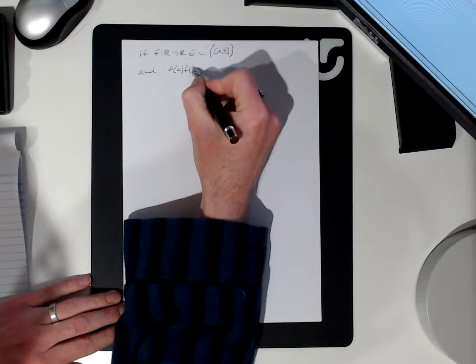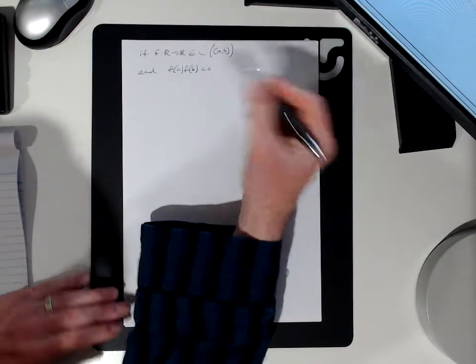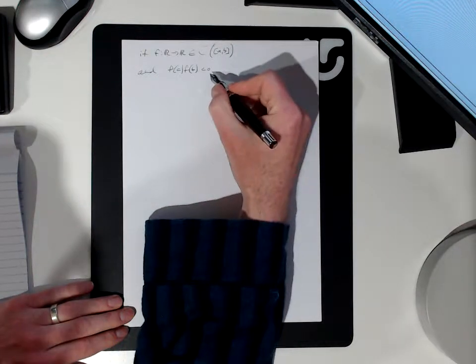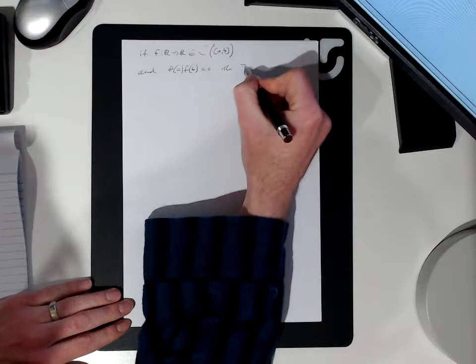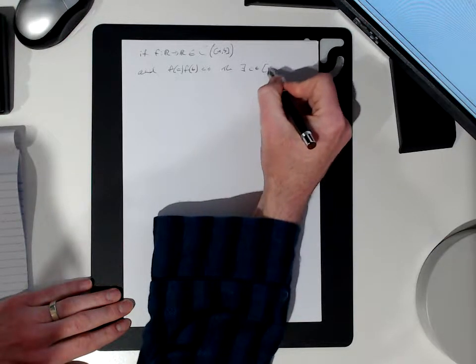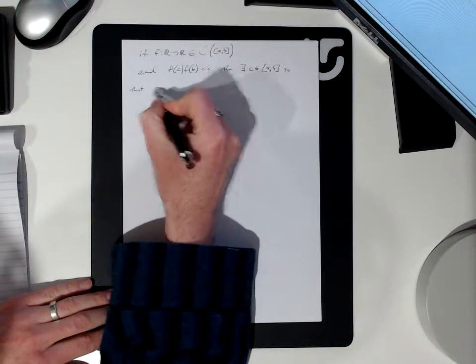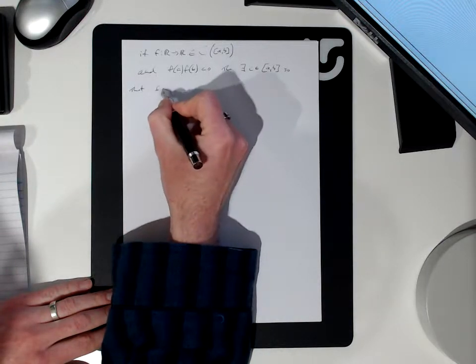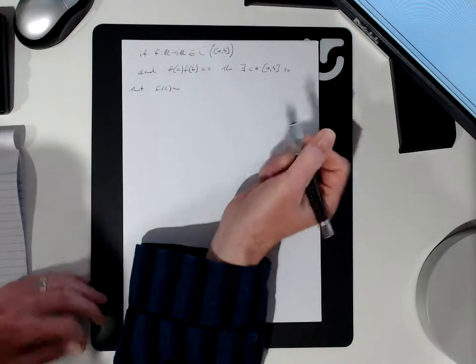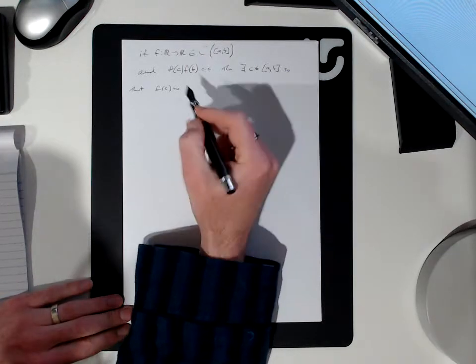And f of f of b is less than 0, which is equivalent to the previous statement. Then there exists c, an element of (a, b), so that f of c equals 0. So we need to find it. So we can just do a search on this thing.